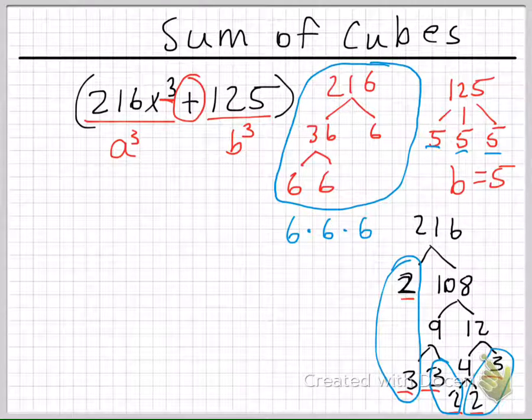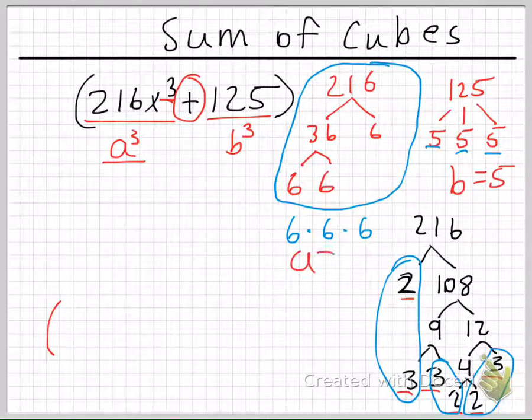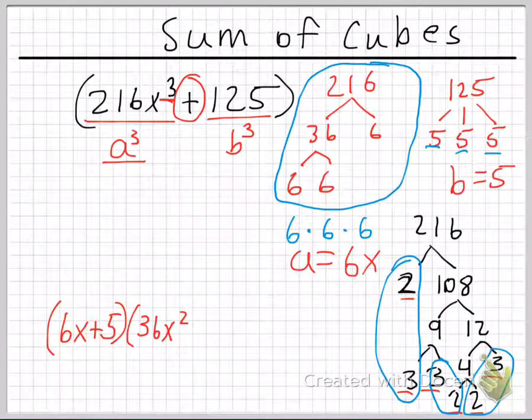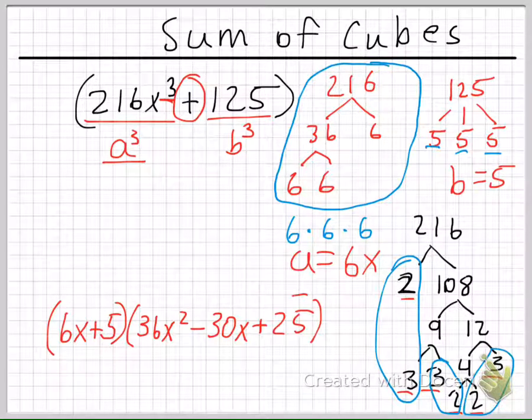All right, so we come to our formula, and our formula states that a cubed plus b cubed is a plus b. So a I found to be 6x plus b I found to be 5 multiplied by a squared, so that'll be 36x squared, minus a times b, so that'll be 30x, plus b squared, and b squared is 25. So that'll be our final answer.